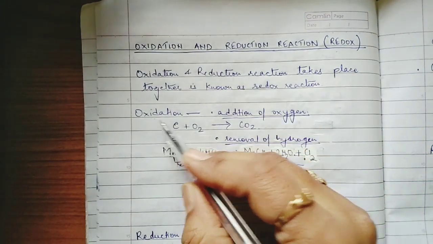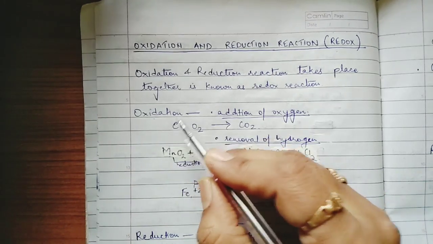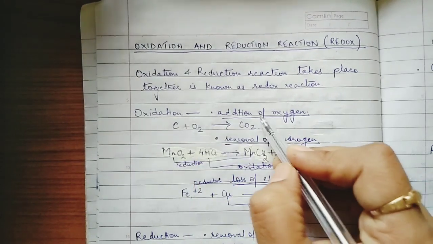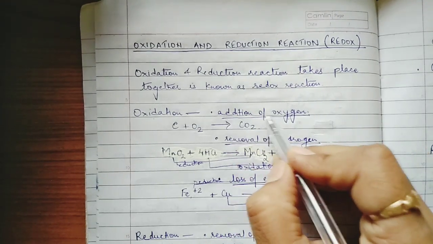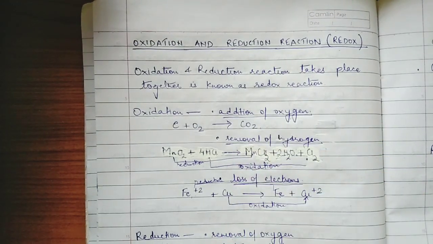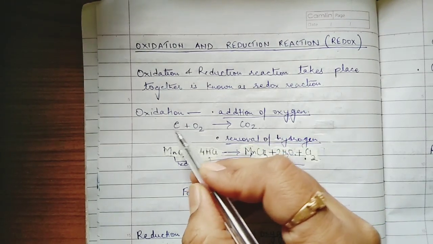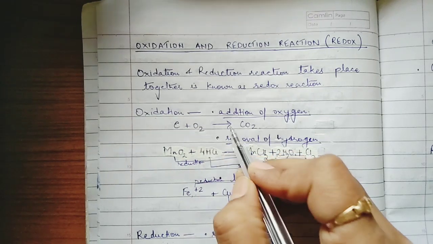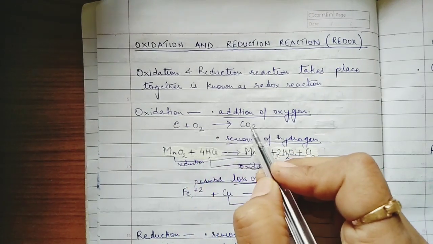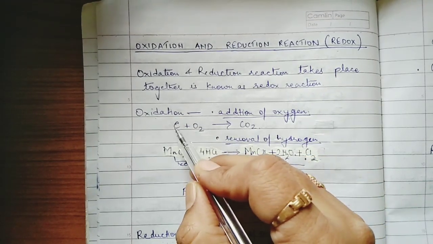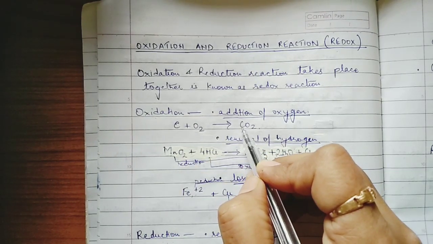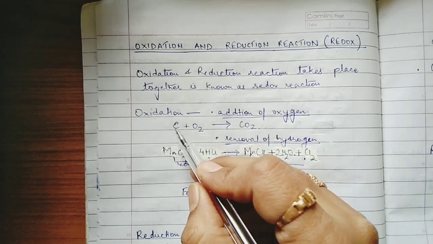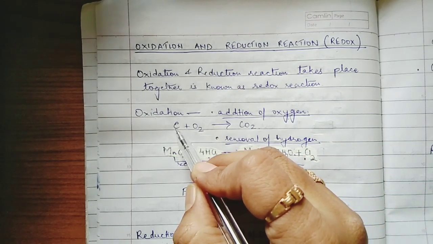Let us see first the definition of oxidation. What is oxidation? Oxidation is the addition of oxygen in any reaction. When there is addition of oxygen in any reaction, that reaction is known as an oxidation reaction. See this example: C plus O2 gives CO2, carbon plus oxygen gives CO2. Here there is addition of oxygen to carbon, so this reaction is an example of an oxidation reaction. So, we can say that carbon is undergoing the process of oxidation.